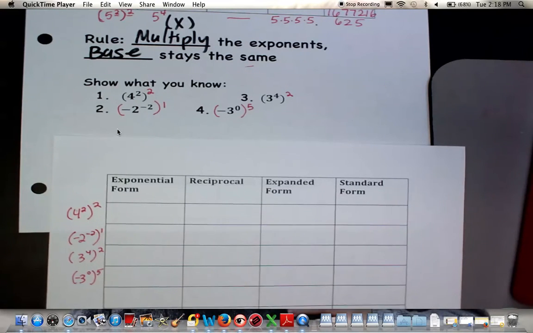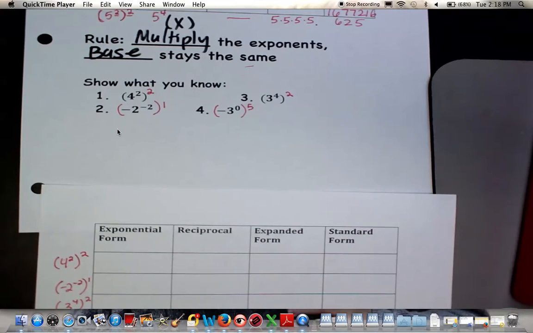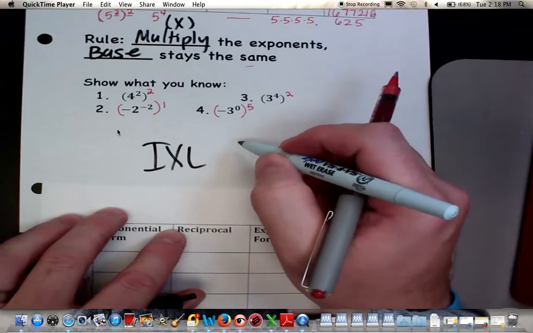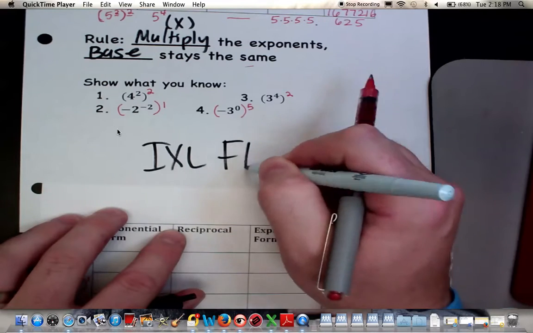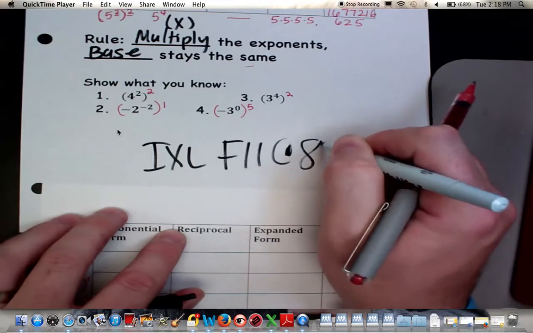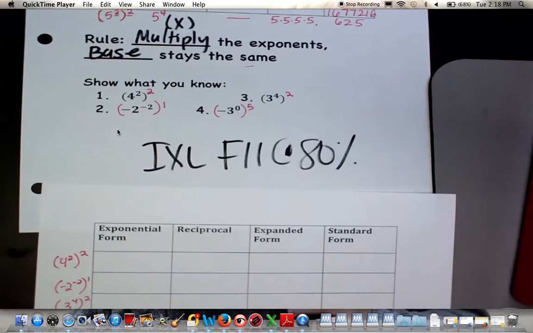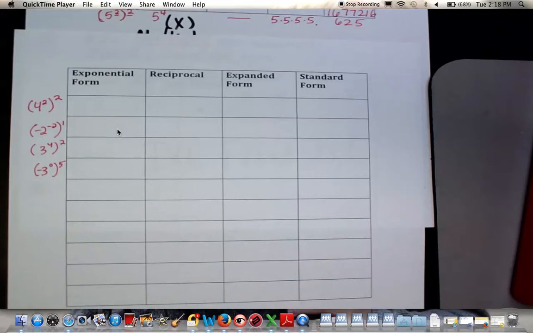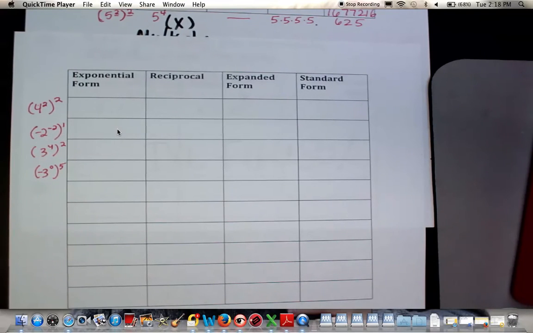After you finish this and I've checked it, you'll need to go on to your IXL and take a look at, I think it's F11, at an 80%. So you'll be able to use the rest of your organizer on F11 at 80%. I'll let you guys go ahead and get to that.